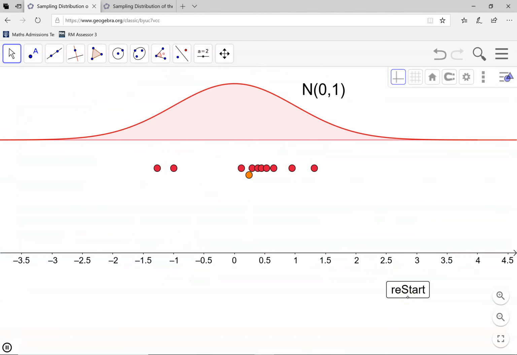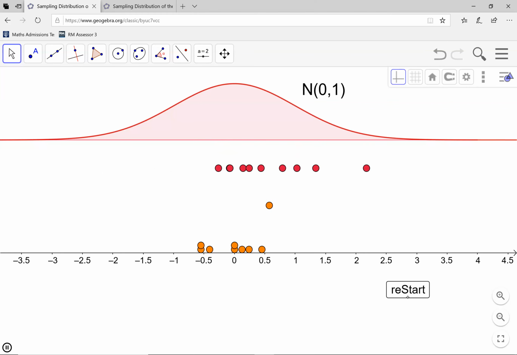Give a shout out to a guy called Steve Phelps, who I basically Googled this and looked under GeoGebra to see what would come up, and he's come up with two nice simulations for this. The first one is basically sampling from the standard normal distribution. A sample of 10 is taken, and the mean of those is taken. So the orange dot is the mean of each sample. So we've got samples of 10.